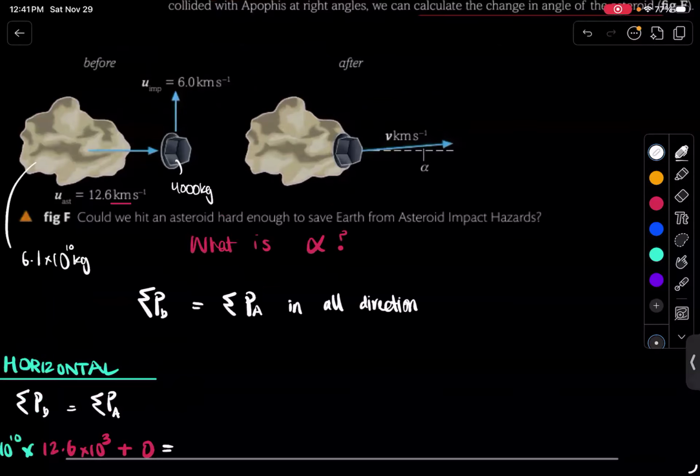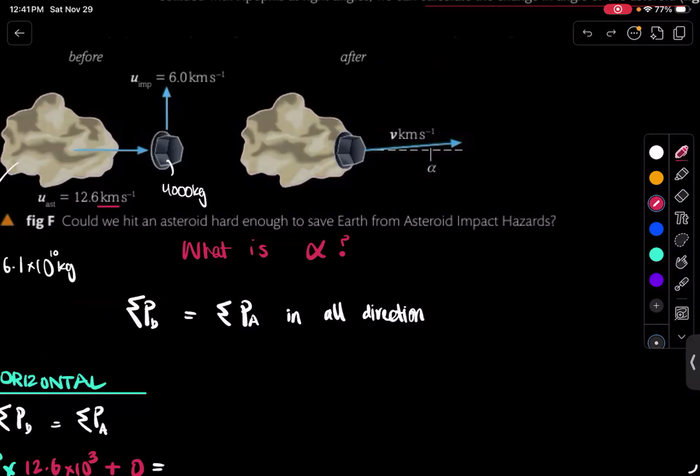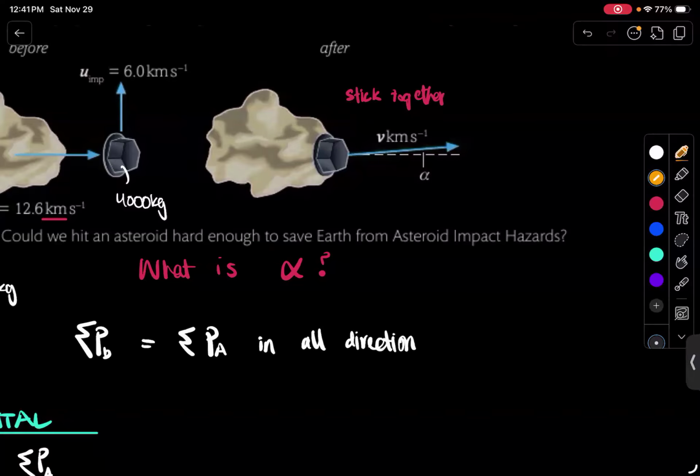And what would be the total horizontal momentum after? Now, think about it. This is at an angle, which means after the collision, both of these stick together, and if they stick together, they have a collective velocity. This velocity is going to be slightly to the right and slightly upwards, so it has two components. What would be the horizontal part? That would just be V cos alpha.